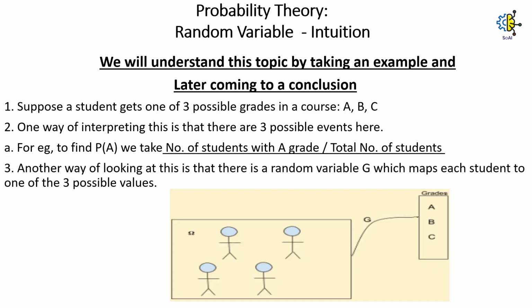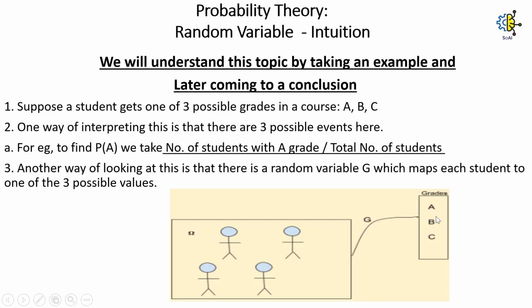Random variable intuition. We will understand this topic by taking an example and later coming to a conclusion. Suppose a student gets one of three possible grades in a course: A, B and C. One way of interpreting this is that there are three possible events here. For example, to find the probability of A, we take the number of students with A grade divided by the total number of students. Another way of looking at this is that there is a random variable g which maps each student to one of the three possible values. You can see this in this graph.